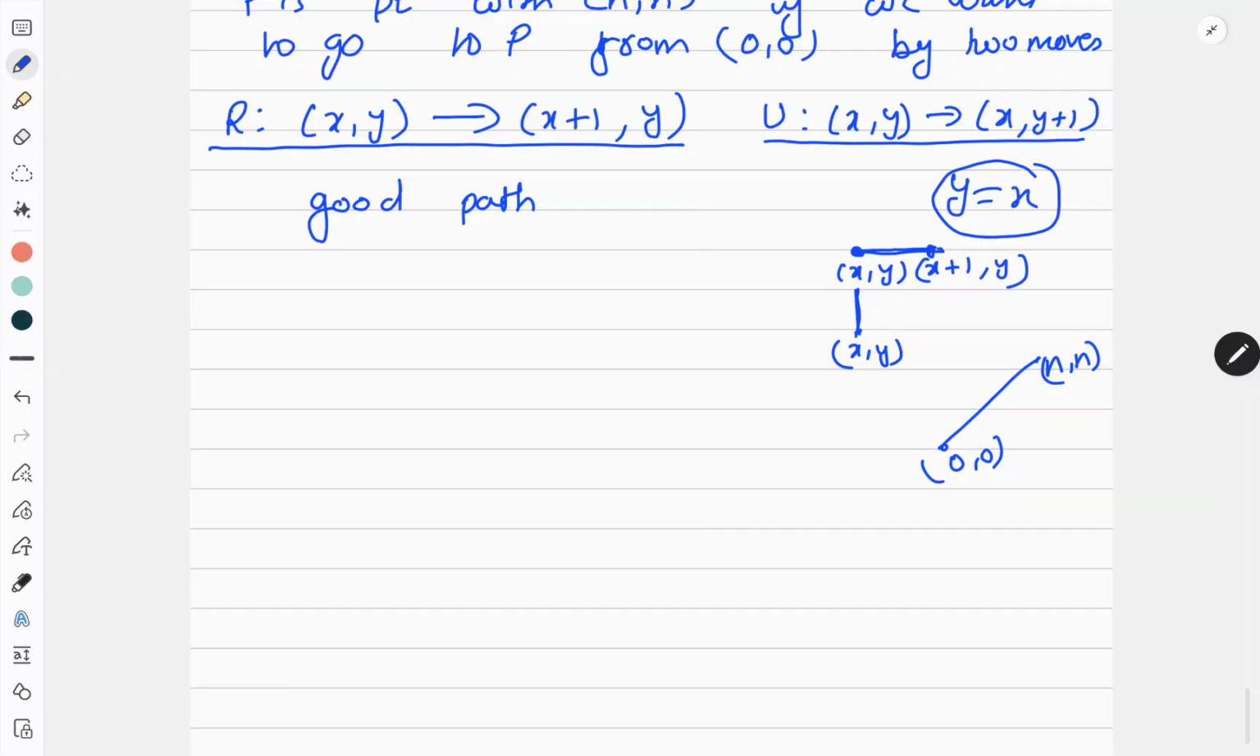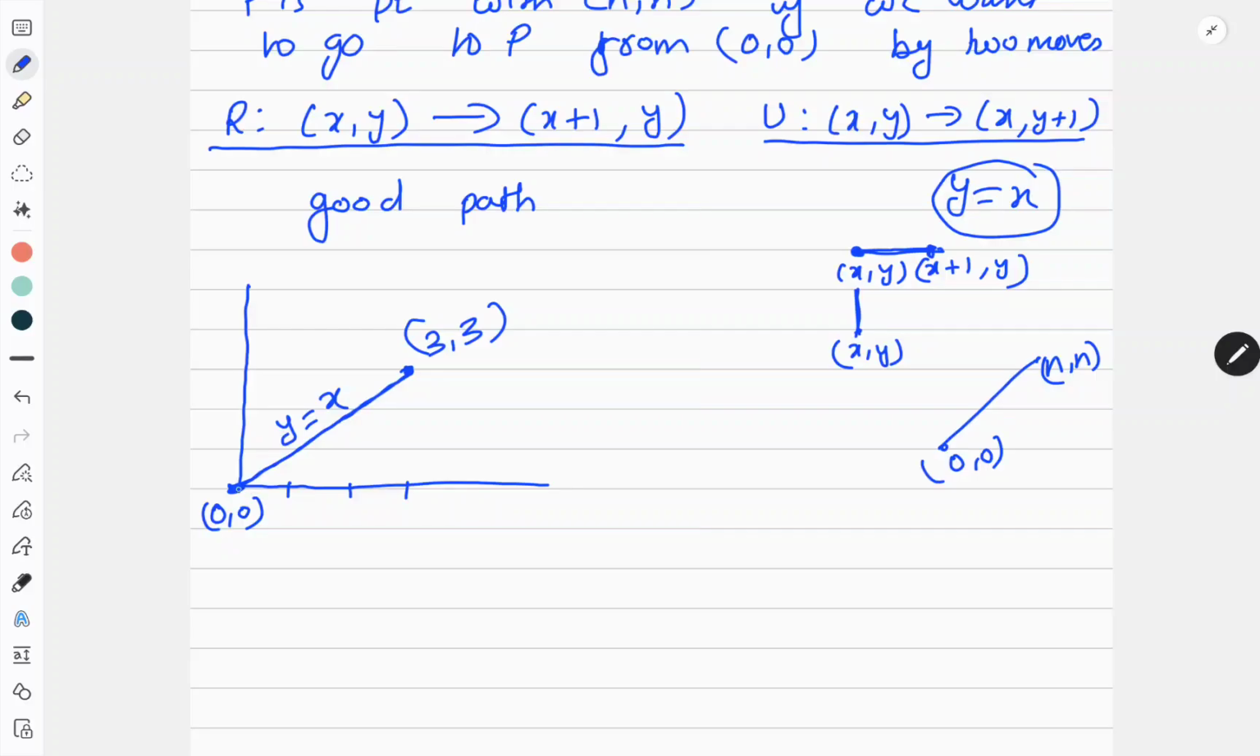Let me take one simple example. Suppose you are in an xy plane, and you want to move from 0, 0 to 3, 3. So here 1, 2 and 3. You want to move to 3, 3. This line is y is equal to x. My restriction is I should not cross this line, I should not go above this line, and I want to reach this point. So I can follow only these two types of route.